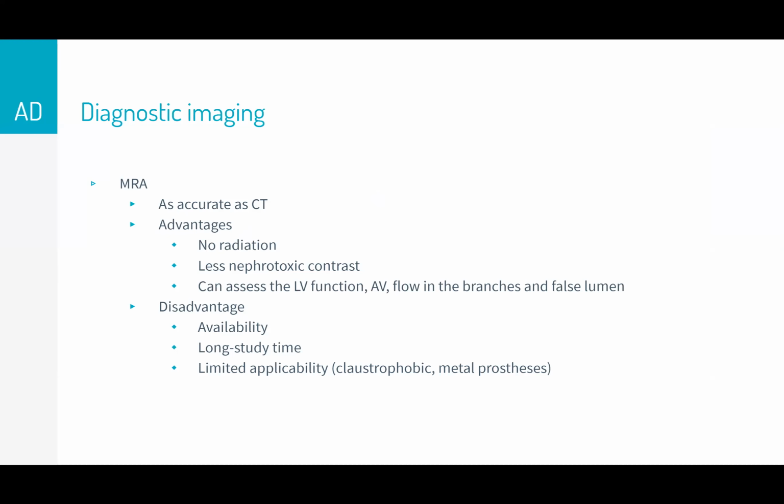It also has the advantage over the CT that it can assess the LV function, the aortic valve function, the flow in the branches, and the false lumen. As we saw in the video I showed you in the beginning, the MRA of an aortic dissection flap moving.